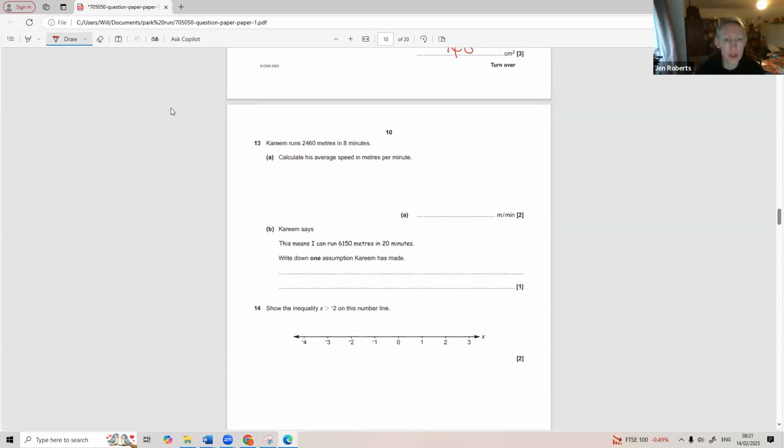Okay, Kareem runs 2,460 metres in 8 minutes. Calculate his average speed in metres per minute. So you could just think, well, speed equals distance over time. So I'm going to divide my distance by my time. Or it even says here, doesn't it, per minute? Well, it's 8 minutes, so it's going to be 2,460 divided by 8. 307.5 metres per minute.